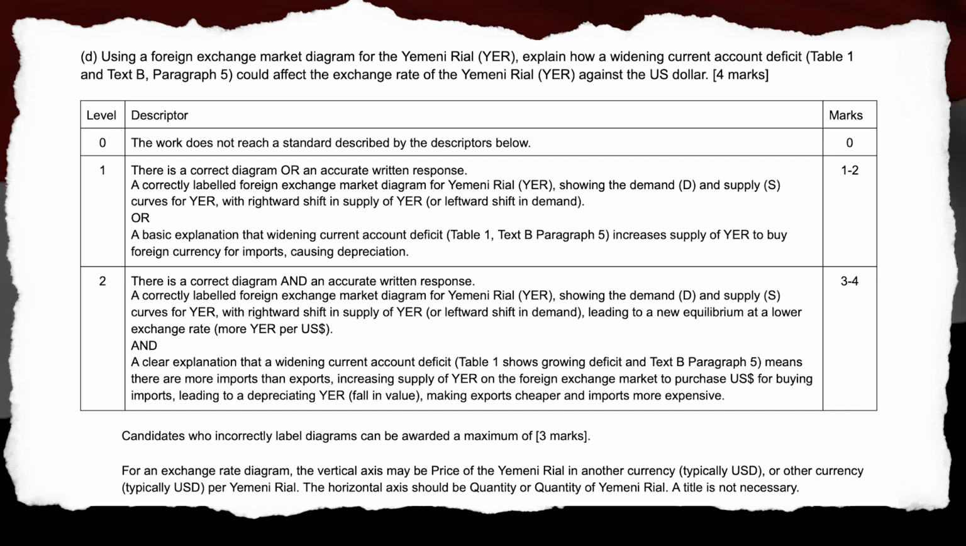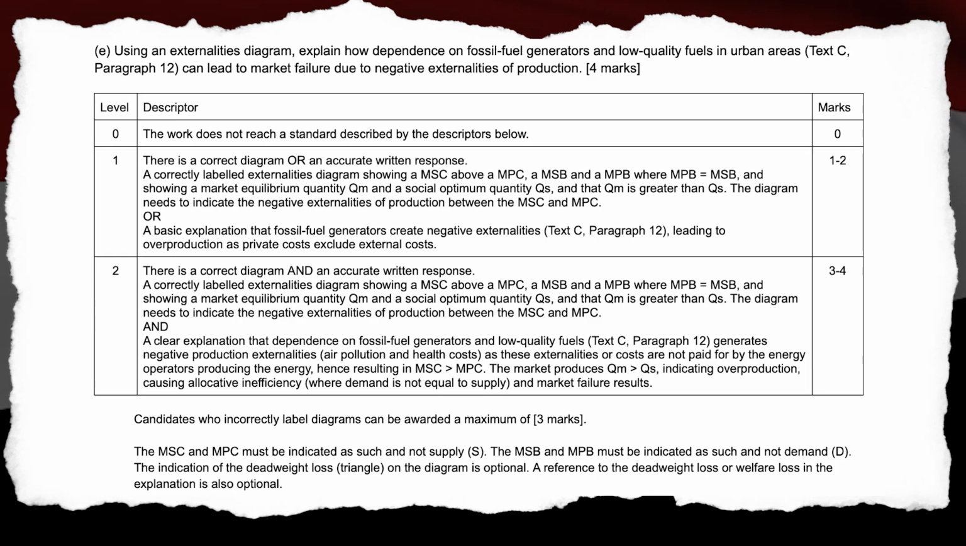For an exchange rate diagram, the vertical axis may be price of the Yemeni rial in another currency, typically USD. The horizontal axis should be quantity or quantity of Yemeni rial. A title is not necessary.